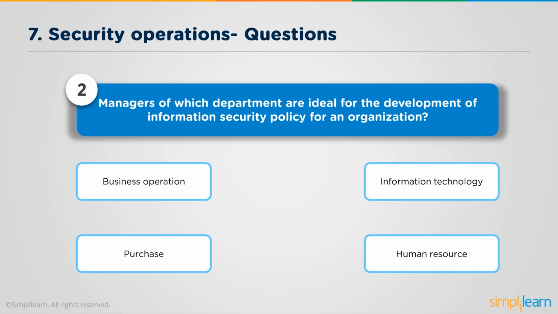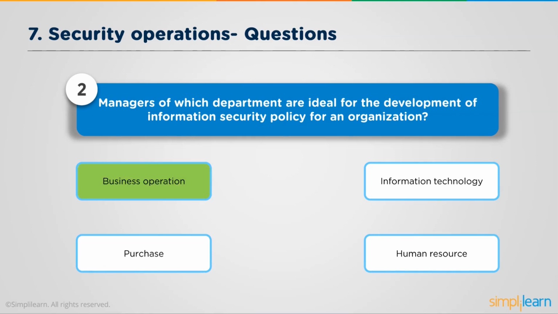And when we say information security policy, we would obviously assume that it is the IT department who is going to deal with it, the information technology department in this case. But that's incorrect. It is the business operation. Why? Because right from the first domain, we are taught in the CISSP training that security needs to enhance the business functionality, not the other way around.